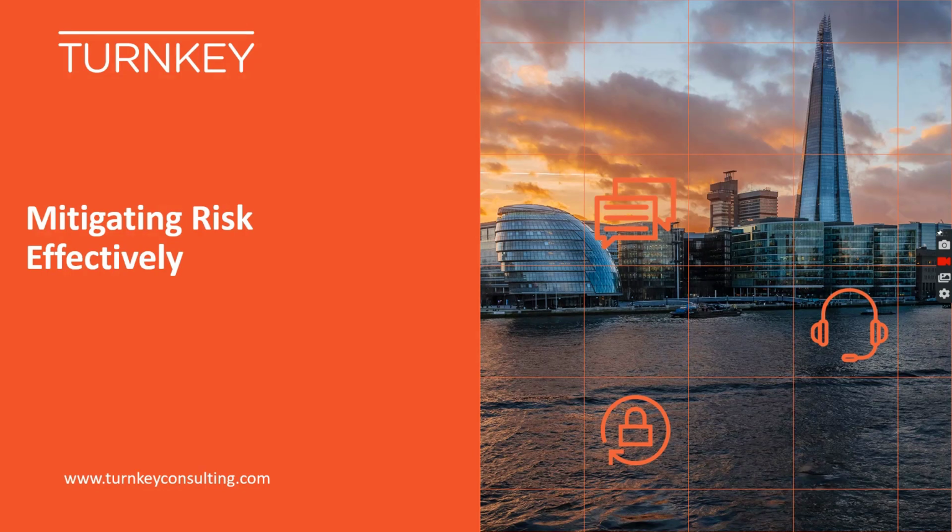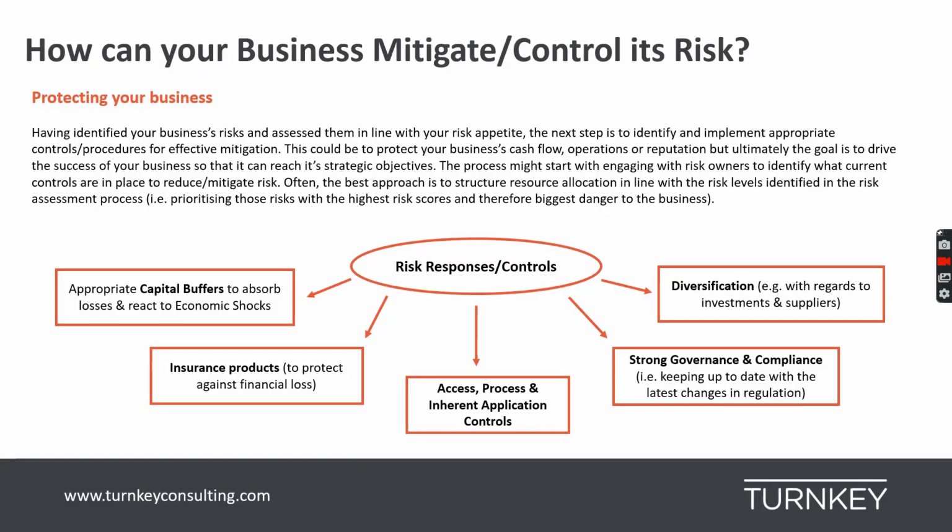Okay, so now we'll look at how we can potentially mitigate or reduce the risks facing your business. These risk responses could help to protect your business's cash flow, operations, or reputation. But ultimately, the goal is to drive the success of your business so that it can reach its objectives. This process might start with engaging with risk owners within your organization to understand what controls are already in place to reduce these risks. And then on top of this, you'd be looking at structuring your resource allocation in line with your risk assessment to ensure the right level of controls are being utilized and implemented to help mitigate those risks the business faces effectively.